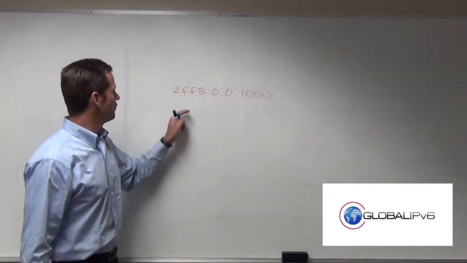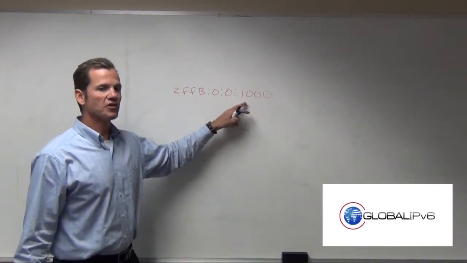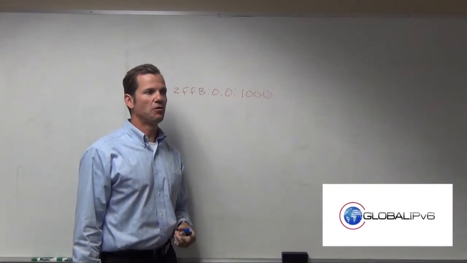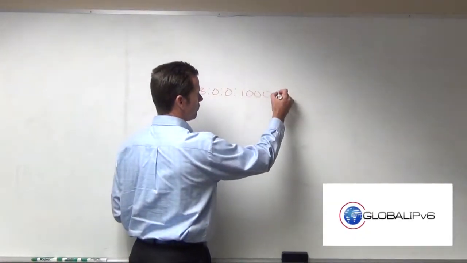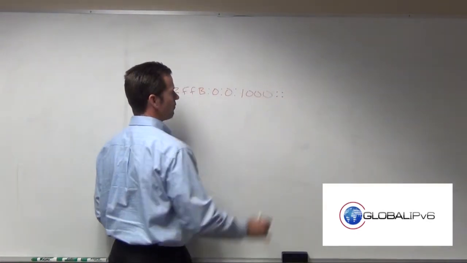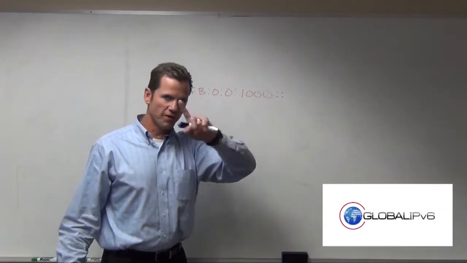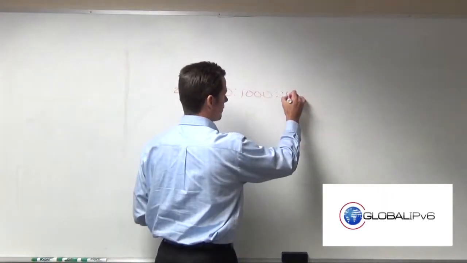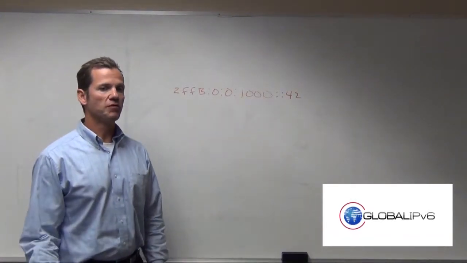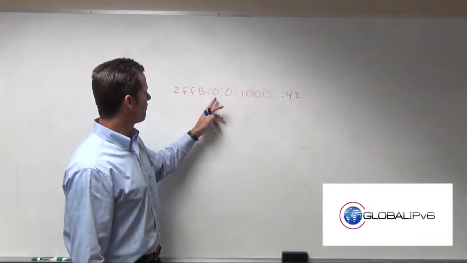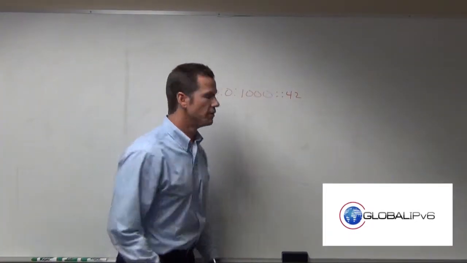So we have an address of 2FFB:001:1000. There are a couple of options here to assign the host portion. Number one, I could simply put all zeros on the end by putting double colons. Putting double colons means I'm filling the rest in with zeros except the last byte, and I could put a number 42 there. So this host would be known as 2FFB:001:1000, all zeros, and 42.